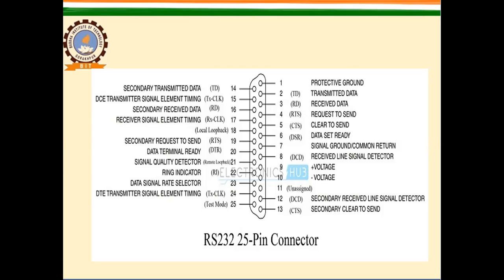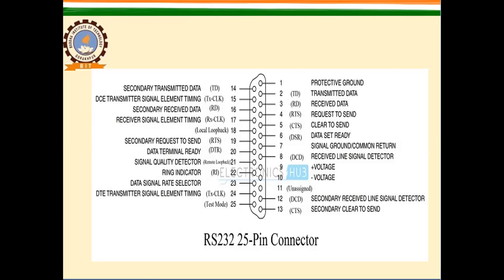Pin number 6 is used as the data set ready pin. Pin number 8 is used as DCD, the carrier signal detect line. Pins 9 and 10 are used for the positive voltage and negative voltage. Pin number 11 is left unassigned. Pins number 12 and 13 are the secondary DCD and CTS. So these are the secondary receive line signal detector and secondary clear to send signals. Primary is 4 and 5.